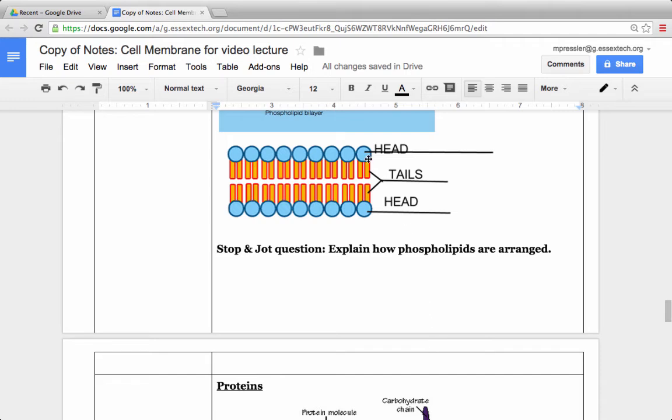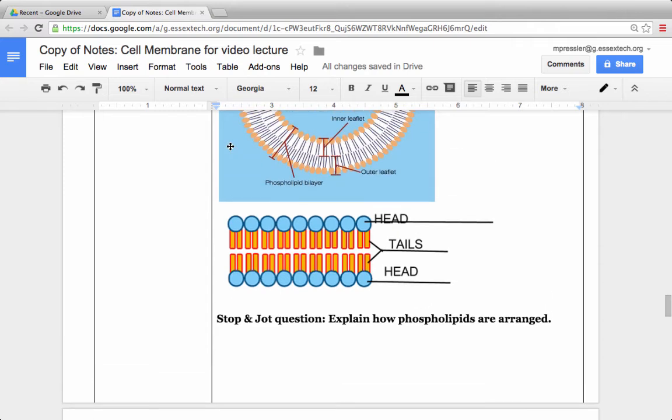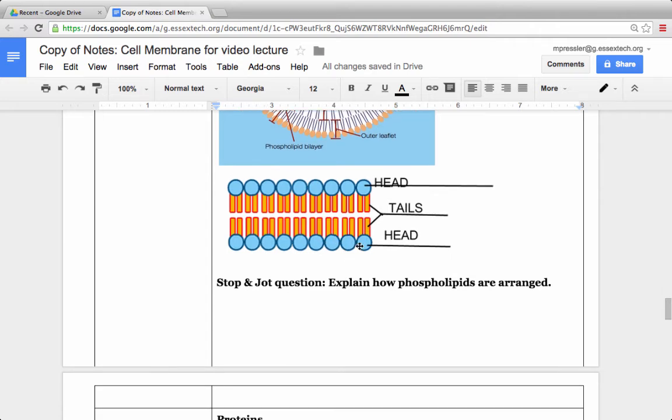Here's another picture. This is another cross section. We just enlarged. We took a segment here, stretched it out and enlarged it. These are the heads. They love water. They're hydrophilic. The tails are on the inside of the phospholipid bilayer. The tails repel water. They are hydrophobic. They fear water. And again, the heads here, heads love water. They touch the water. They're hydrophilic.